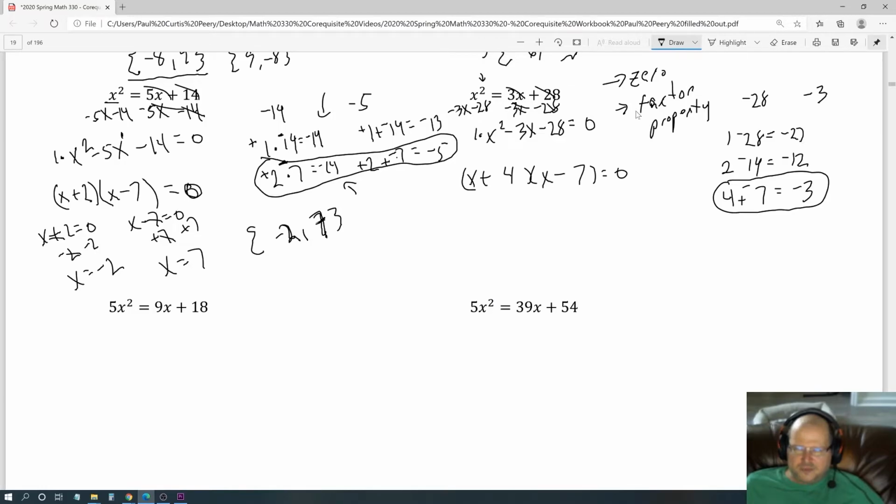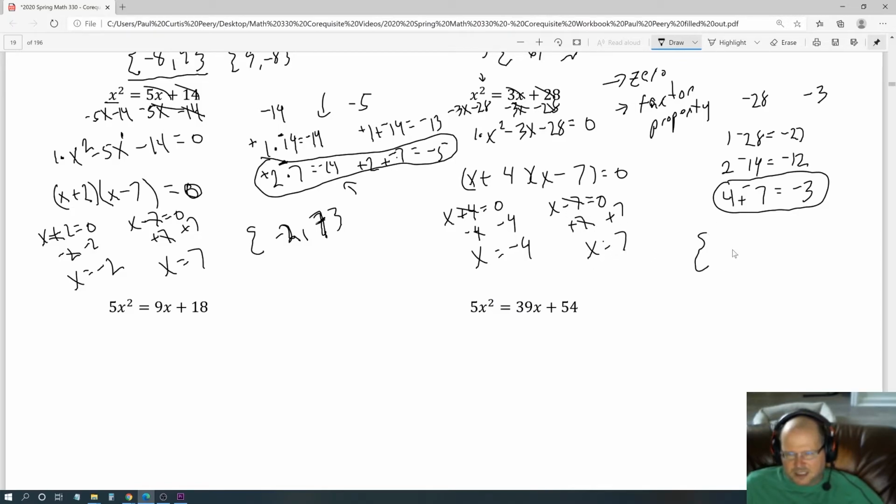And now what this means, because of the zero factor property, is that either x plus 4 is equal to 0 or x minus 7 must be equal to 0 for the product to be equal to 0. So I am going to set them equal to 0 and solve, right? Minus 4, cancel, cancel, x is equal to negative 4. Over here, plus 7, cancel, cancel, x is equal to positive 7.